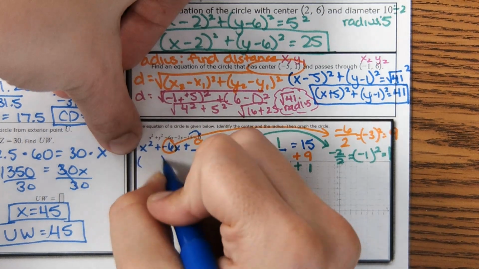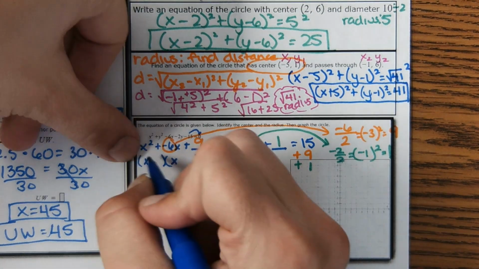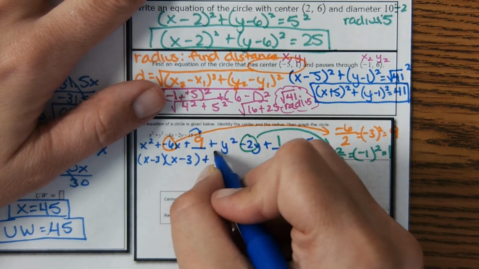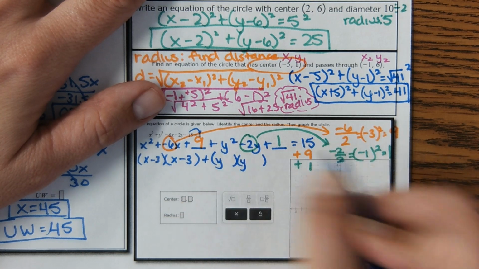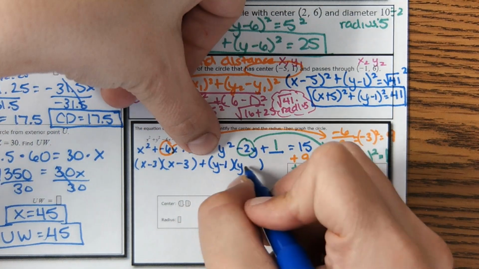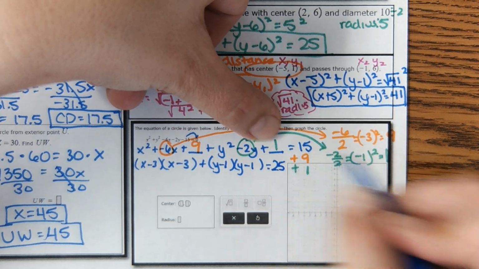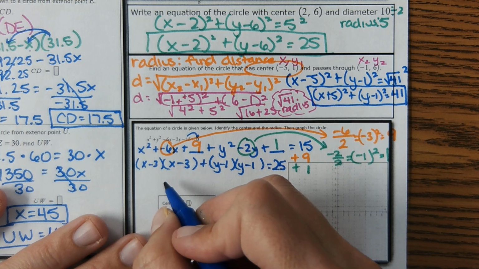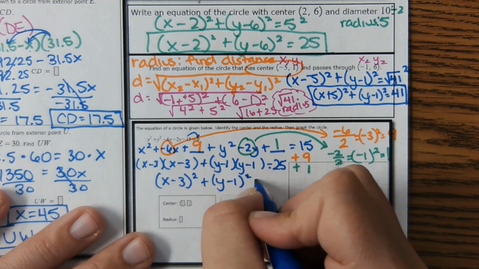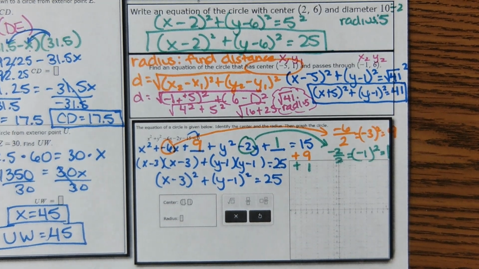Okay, next step is to factor this out. So here in the x's, we need two numbers that multiply to 9, add to -6. So that would be -3 and -3, which multiply to positive 9 and add to -6. And same over here with the y. Two numbers that multiply to 1 and add to -2 would be -1 and -1. And then add these three values up and we get 25 here. Going to simplify it, put it in standard form for the circle. There's the standard form of the circle, and then from there we can pull out the center and the radius.